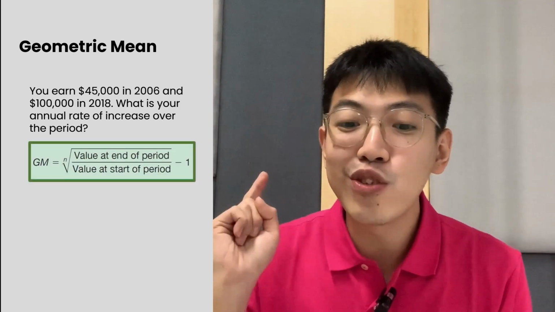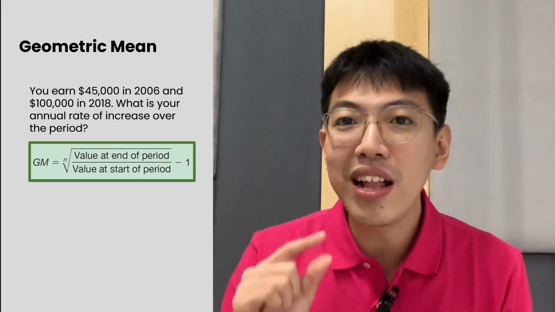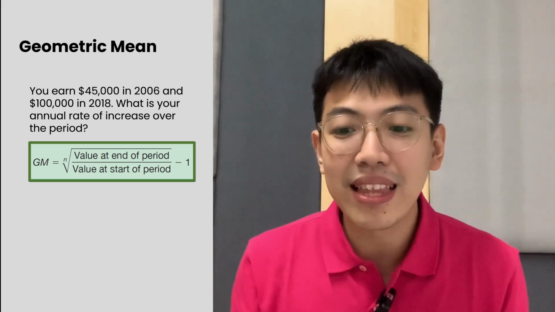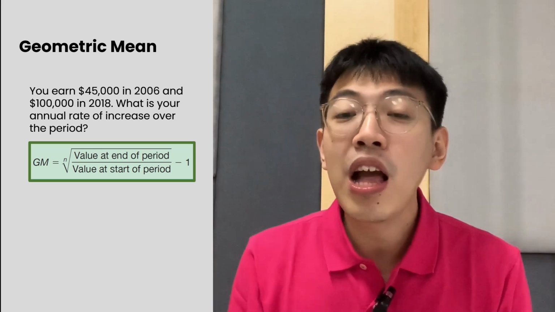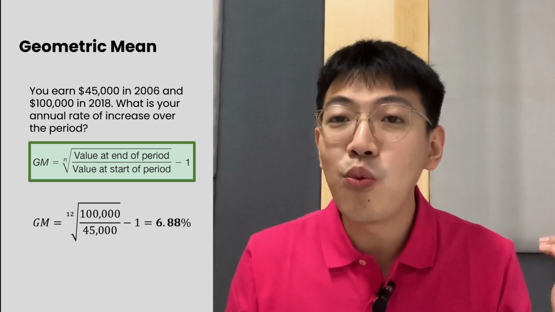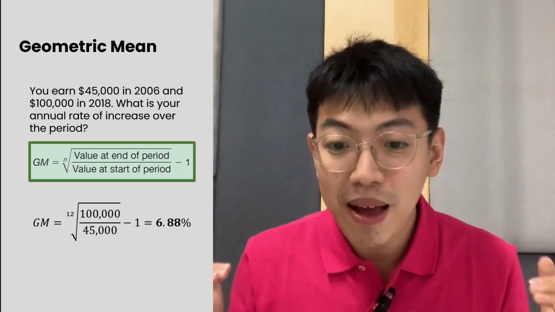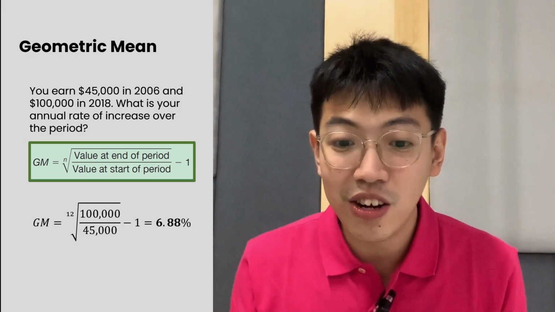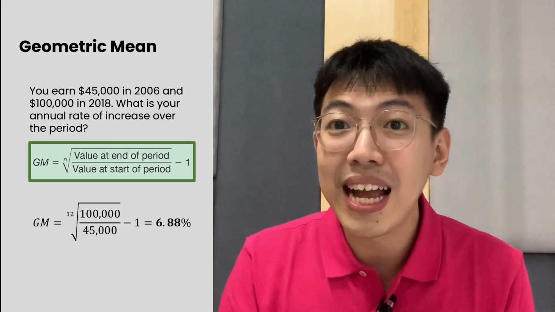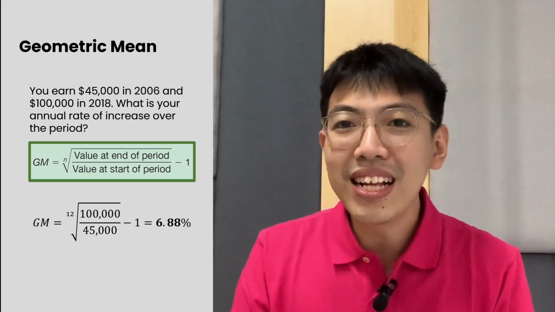So you can use this formula. Geometric mean is the nth root of value at the end of the period divided by value at start of period, minus 1. Value at the end of period is the value in 2018, it is 100,000 US dollars, divided by value at start of period, $45,000. And the n is the difference of time. It means 2018 minus 2006. It is 12.